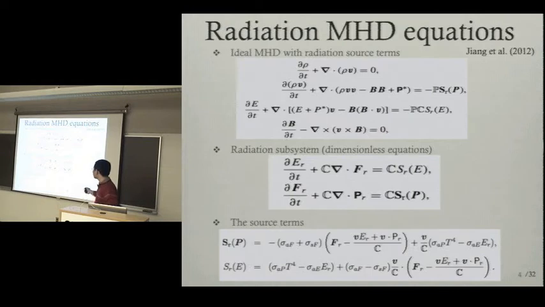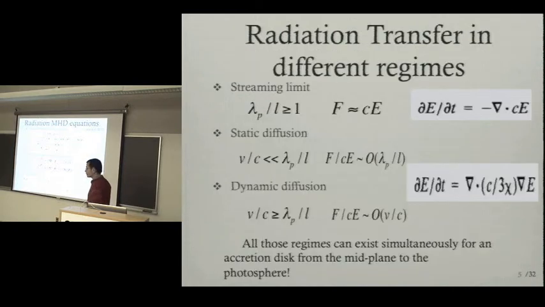Because if you look at the equations, the radiation transfer equation looks much simpler than the ideal equations. You may think it's actually easier to solve, but it's not. The difficulty is that the behavior of the photons can be quite different, depending on the regime you are in. That depends on the opacity in the system.